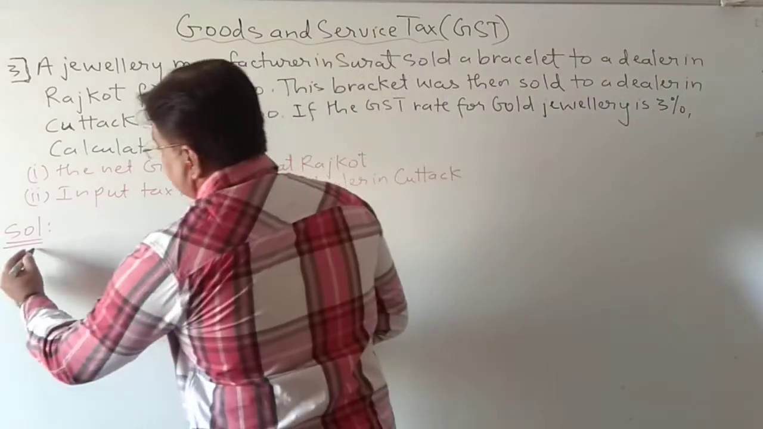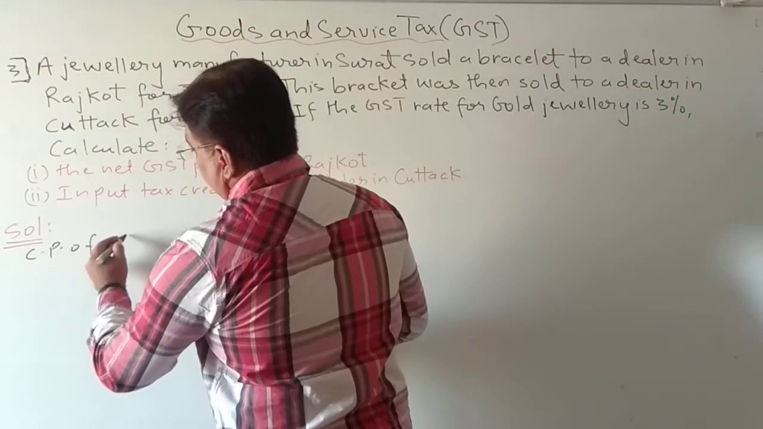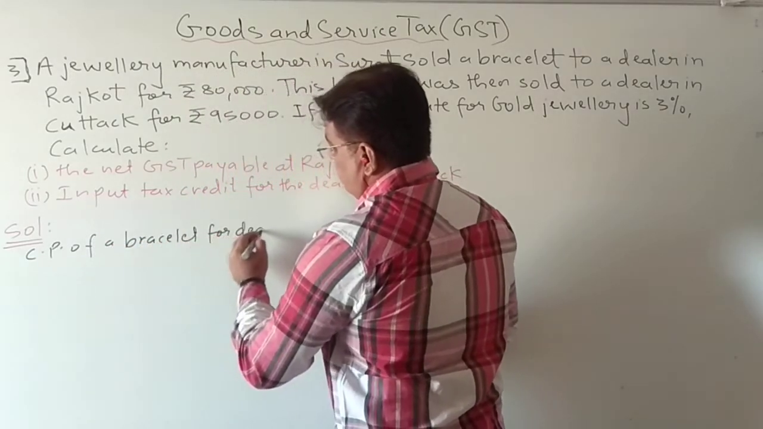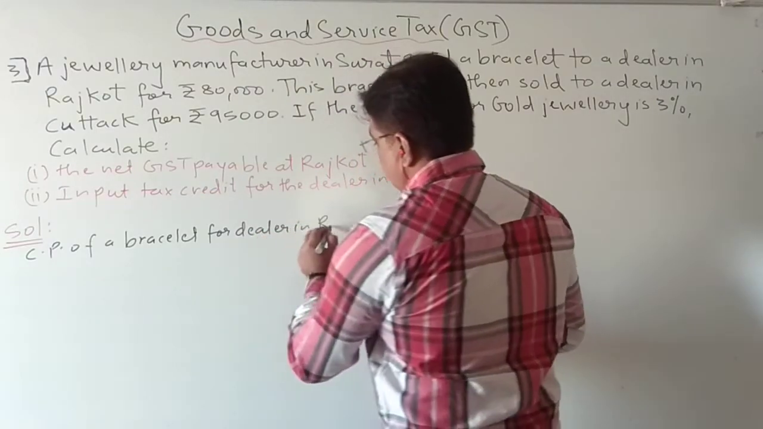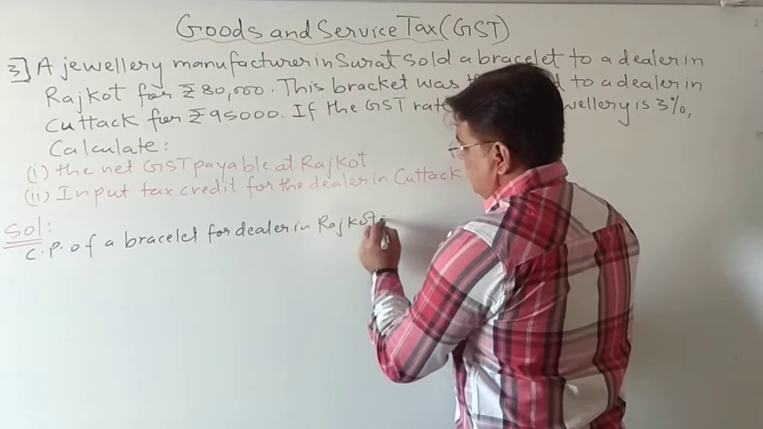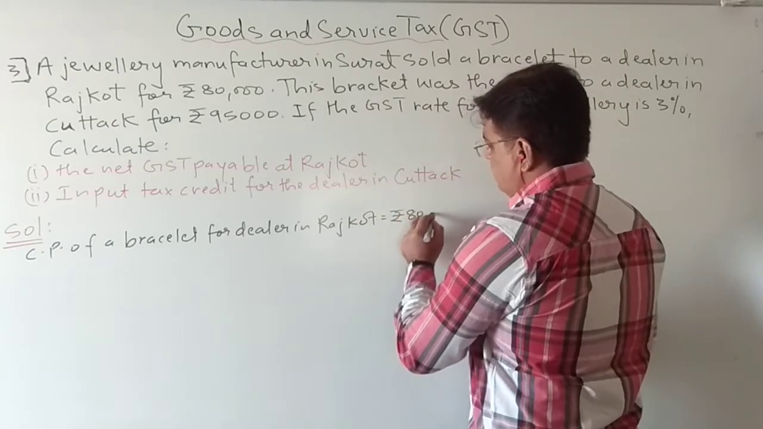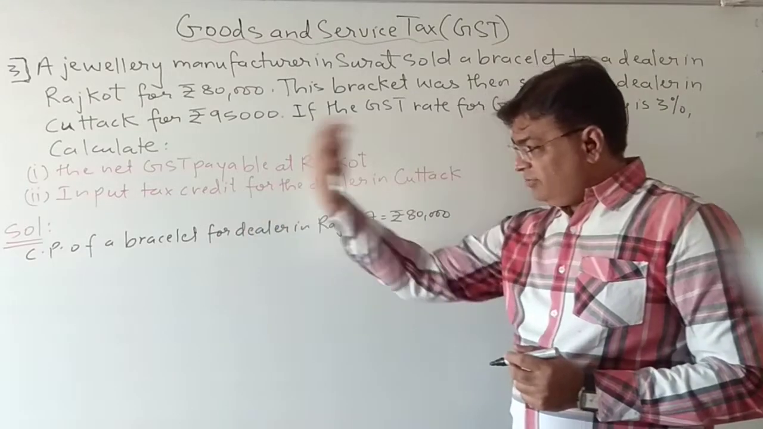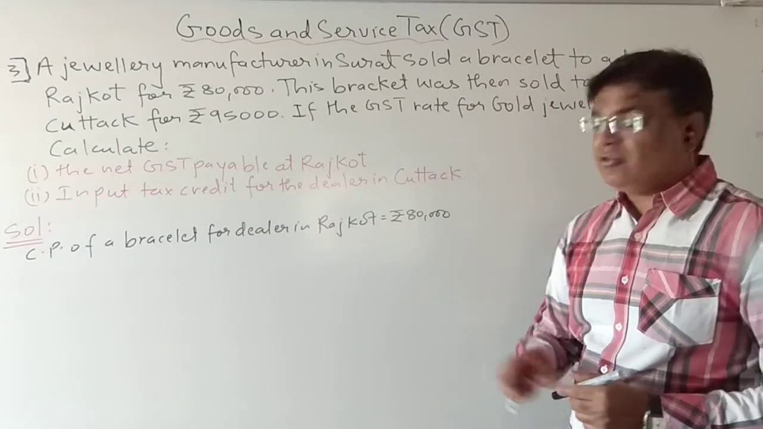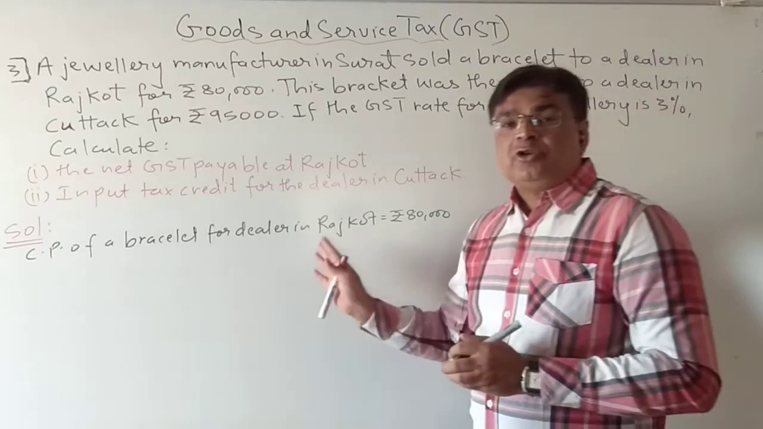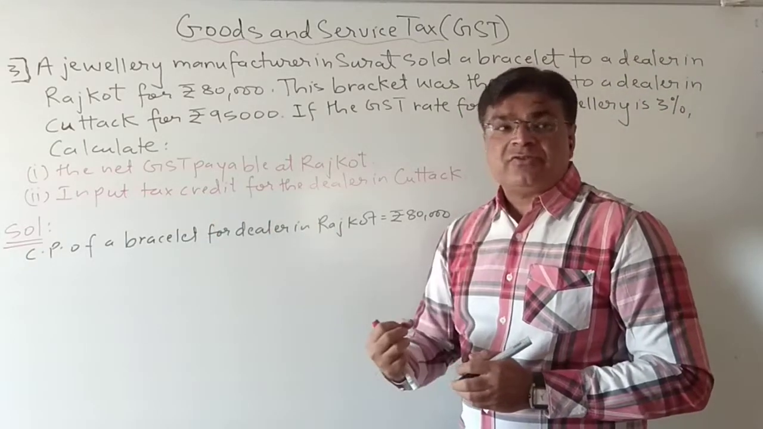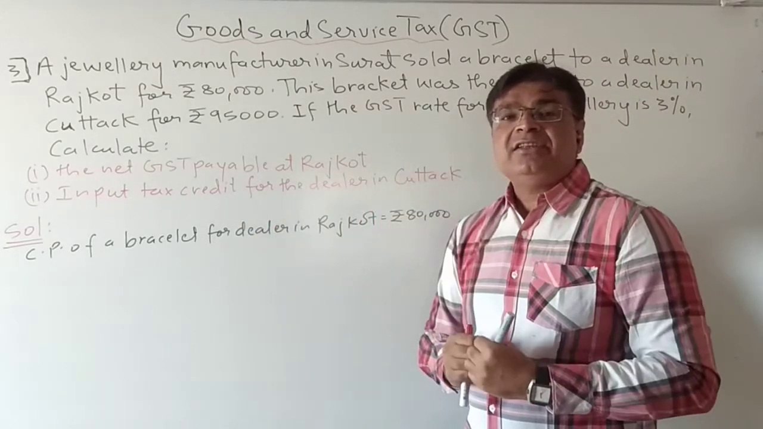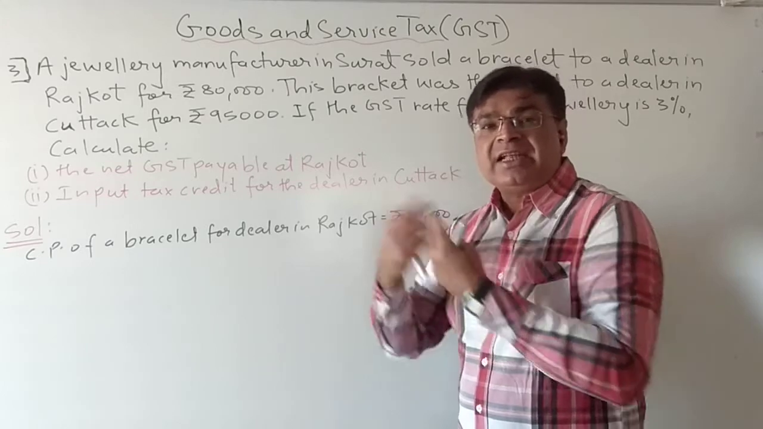So CP of a bracelet for the dealer in Rajkot is equal to rupees 80,000. See, this will be the selling price for the manufacturer, but as the Rajkot dealer is purchasing, it will be the cost price for him. Now see, the Rajkot dealer is purchasing from a manufacturer in Surat, so he will have to pay the tax to the manufacturer.